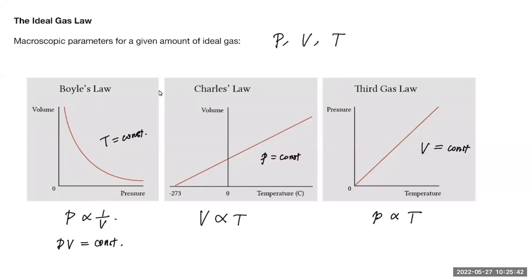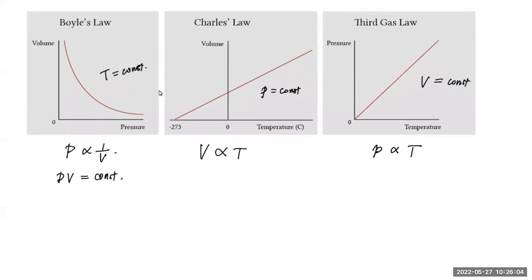Now, have you ever wondered what happens if we vary all of these three together? Is there a law that unifies all of these three circumstances so that we allow each variable to change simultaneously? Actually, I shouldn't say independently, but we allow each one of these variables to change simultaneously. And then what kind of conditions do they satisfy? Well, mathematically, it makes sense to write something like PV over T as a constant.